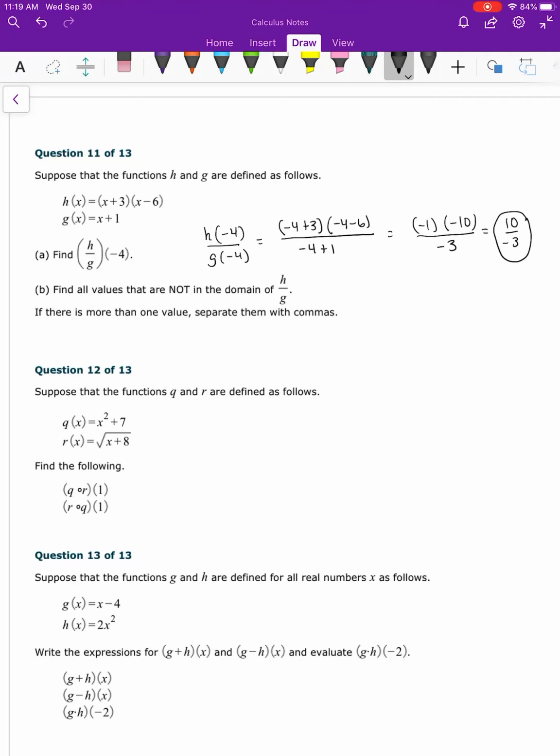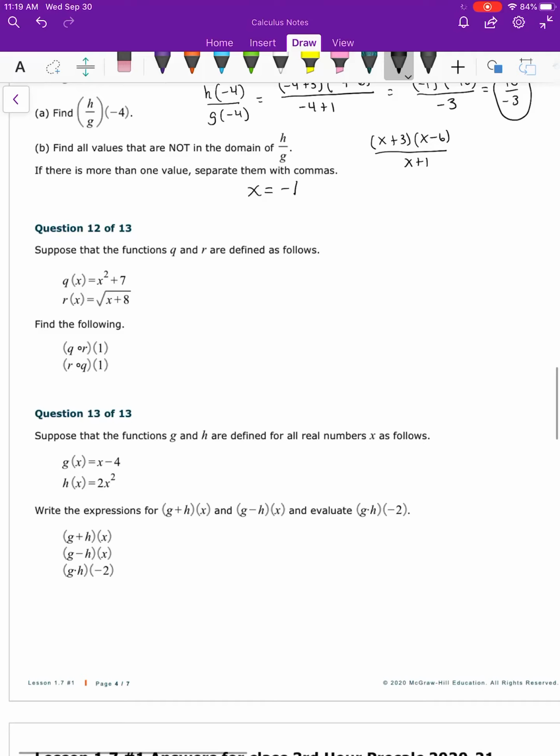Find all values that are not in the domain of h and g. Or I'm sorry, of h divided by g. Well, think about this. The domain of this one is -infinity to positive infinity. The domain of this one is -infinity to positive infinity. But when you take them and divide, now you've got x plus 3 times x minus 6 divided by x plus 1. You cannot have -1. So you're going to say x equals -1 is the only value that would not be in the domain, okay?